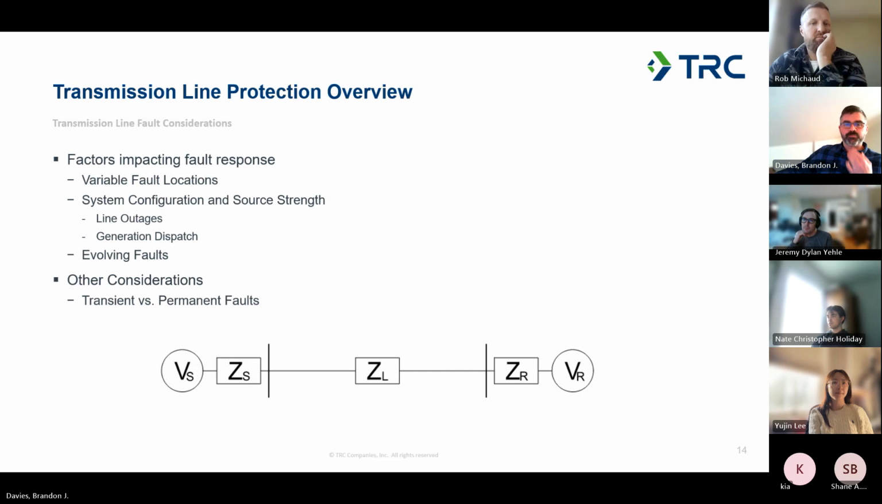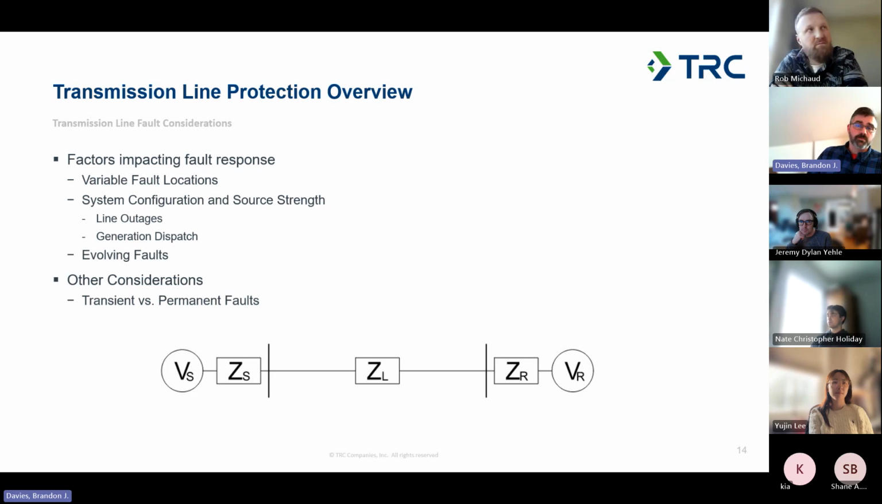So if we break down the transmission system to this simple equivalent circuit here, we have a lot of additional complications that come with transmission lines that we wouldn't necessarily have from something like a bus or a transformer or a capacitor bank, some other system component. Probably the biggest one is that transmission lines are huge. They're tens or hundreds of miles long in some cases.